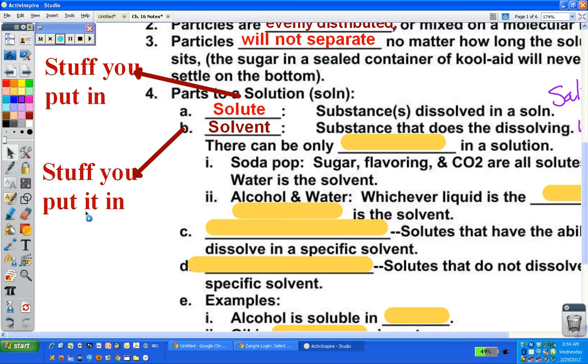It's important for you guys to understand the difference between these two. I guarantee you're going to have a question on your common assessment, on your benchmark, and on your STAR test. You're going to be given a list of things: this substance and this substance and this substance, and one of them is going to be the solvent, and you're going to have to identify which one it is. So knowing the words solute and solvent, you're going to have to know the difference between the two.